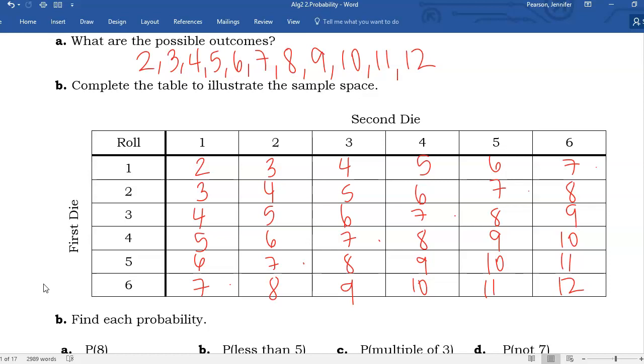Okay, so now that we have the sample space, we can see that there are 36 items in our sample space. So when we're looking at our probabilities, we are going to have our fractions be out of 36 because of the 36 outcomes. Okay? Even though there's only 2 through 12 outcomes, there's 36 possible outcomes in our sample space.